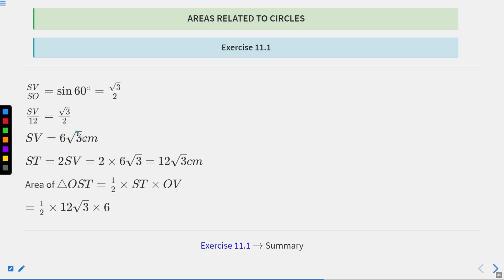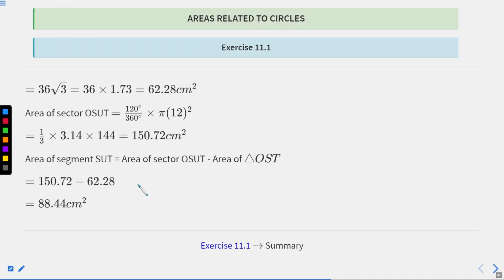So ST is equal to 2 times SB, which is 2 times 6 times root 3, that is 12 root 3 centimeter. Now the area of triangle OST is equal to half times ST into OB, that is half times 12 root 3 into 6, which is 36 root 3, that is 36 into 1.73, which is 62.28 centimeter square.